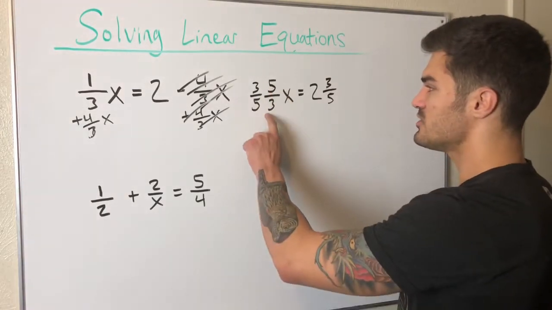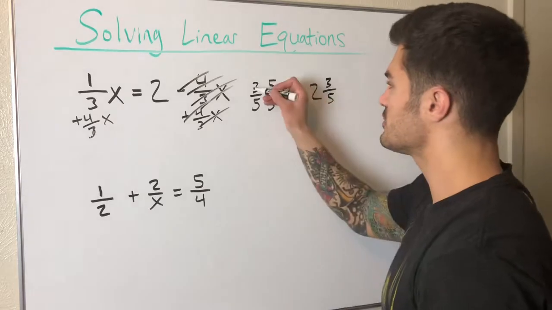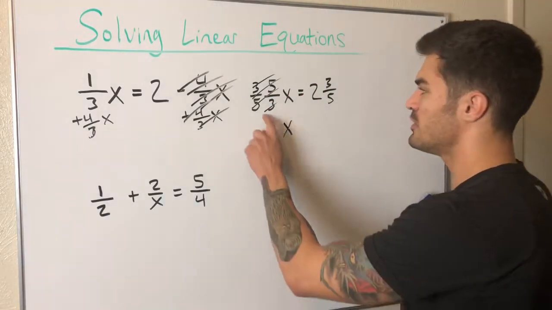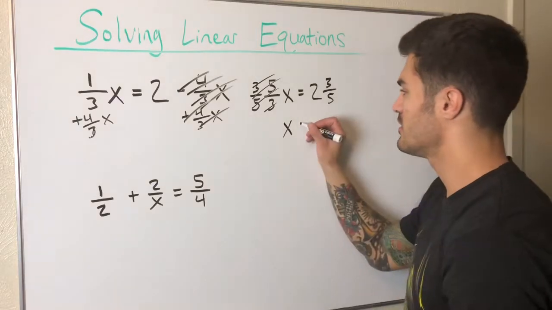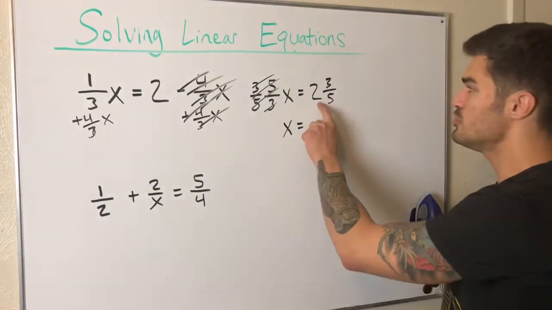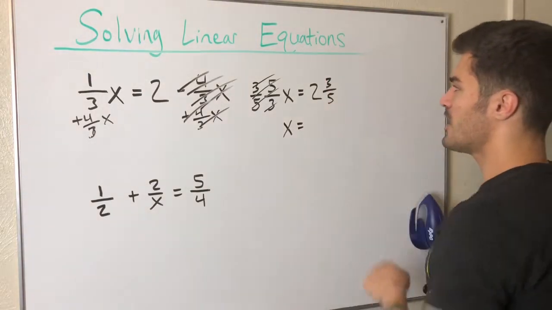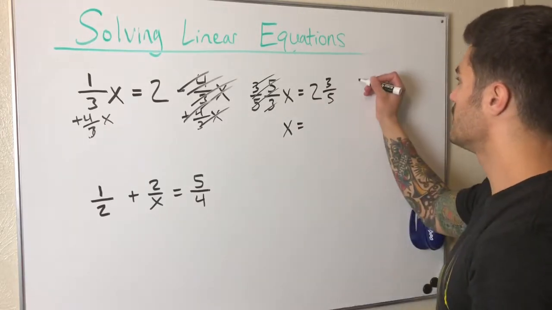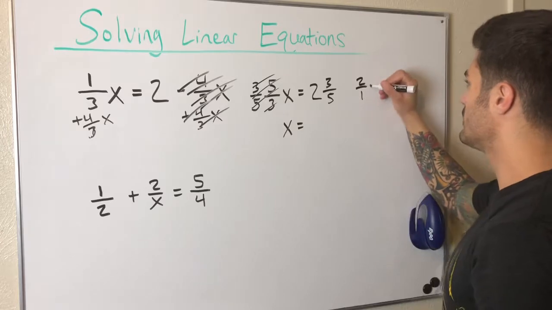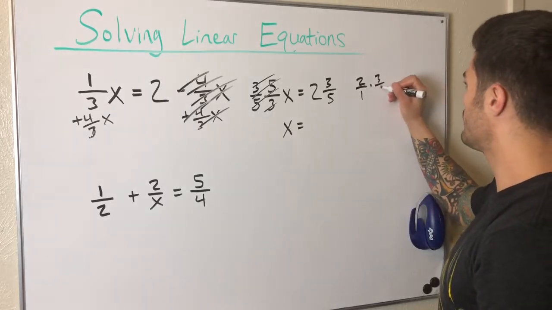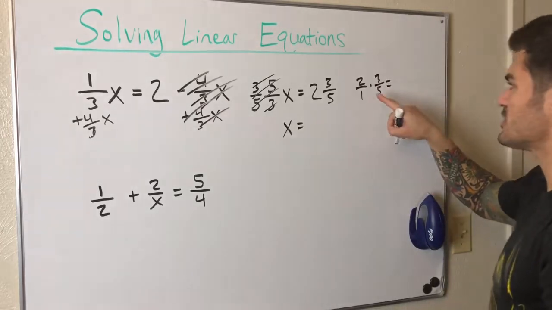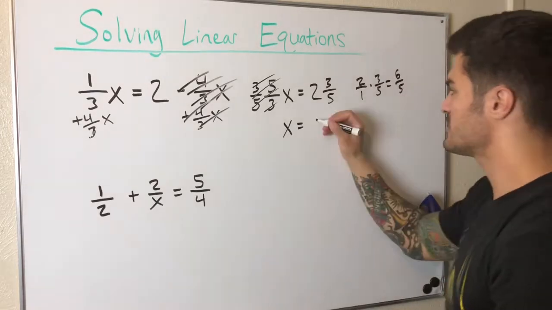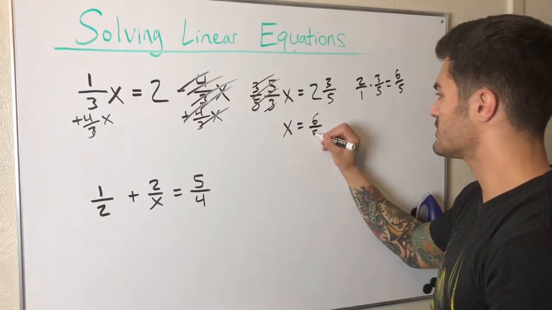Then these 3's cancel each other, these 5's cancel each other. This actually cancels to become 1, right? And I'm just left with x. 1 times x is just x. This equals 2 times 3/5. How do I multiply these? Well, remember, 2 is just 2/1. So this is really 2 over 1 times 3 over 5. And to multiply fractions, I just multiply across. So that's 6 over 5. And that's exactly what I get for x, 6 over 5.